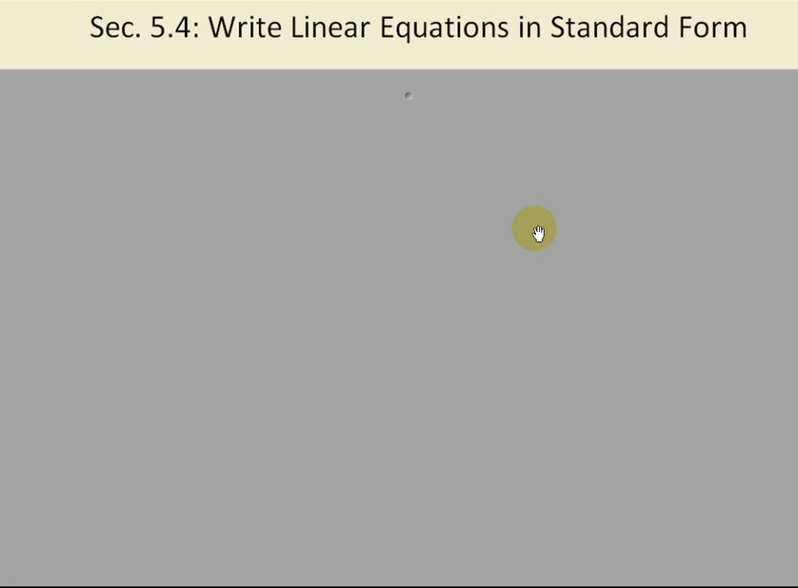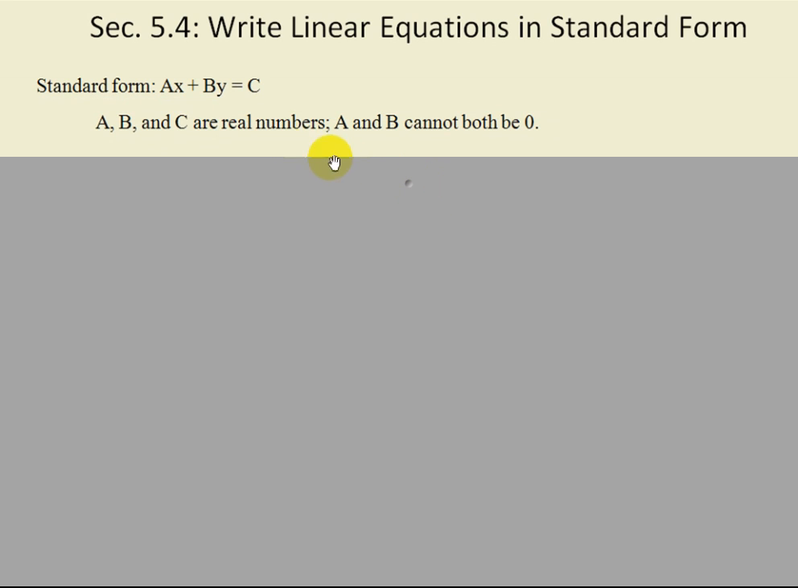We've been looking at linear equations in several forms recently. For example, we've looked quite a bit at slope-intercept form, and then in the last section we looked at point-slope form. Now we're going to look at standard form, which actually we've seen before. But as a review, standard form will have this appearance where we have ax plus by equals c.